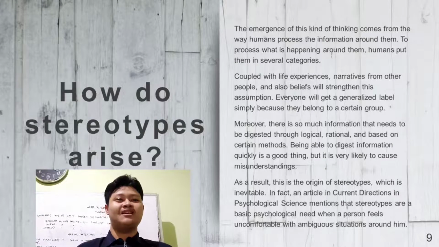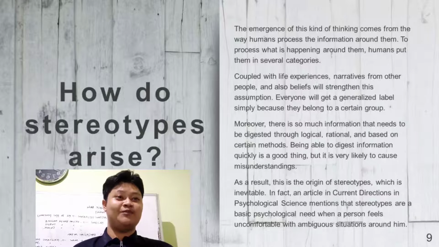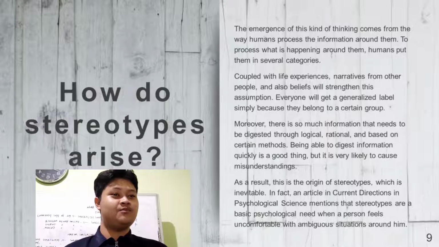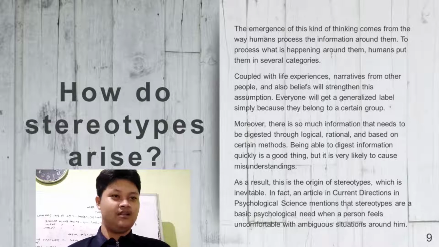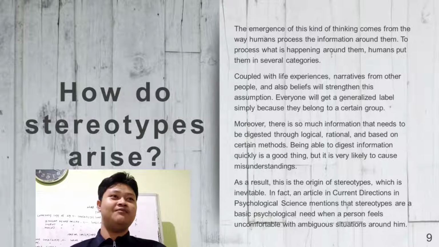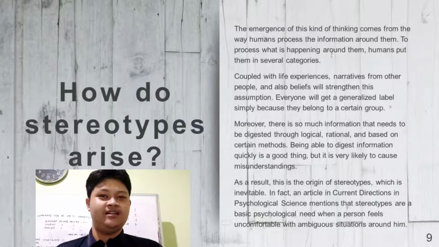How do stereotypes arise? The emergence of this kind of thinking comes from the way humans process the information around them. To process what is happening around them, humans put things in several categories, coupled with life experience, narratives from other people, and also beliefs that will strengthen this assumption. Everyone will get a generalized label simply because they belong to a certain group.